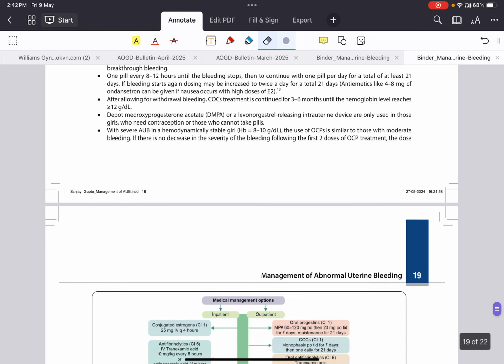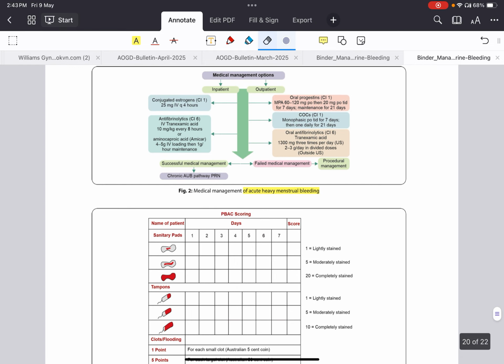Now, medical management options. First, inpatient. If you are taking a patient with acute bleeding and admitting her, you can start conjugated equine estrogen 25 milligram IV. Or else you can start IV tranexamic acid 10 milligram per kg body weight, or aminocaproic acid. Aminocaproic acid is given as a 4 to 5 gram IV loading dose, then 1 gram hourly as maintenance.